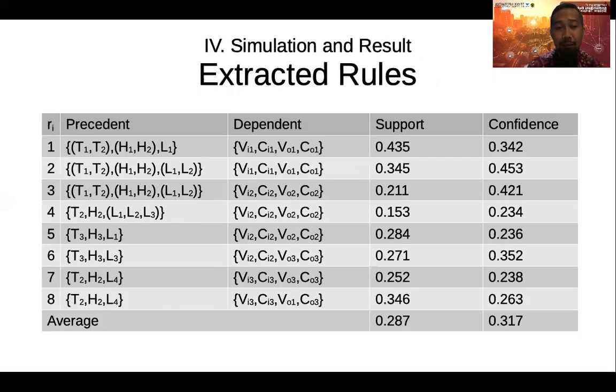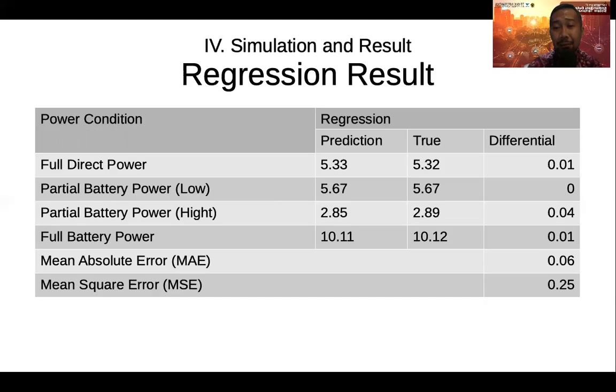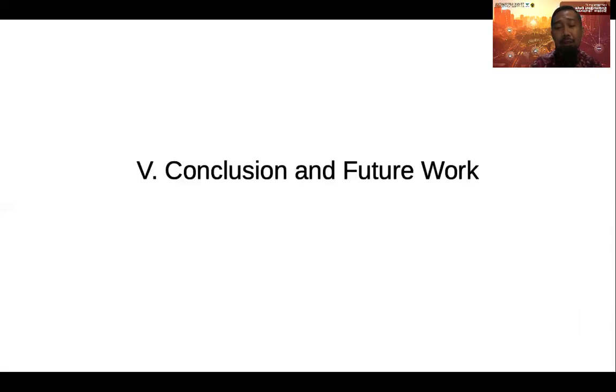Okay, I forgot to mention that we use day 3 as testing data, and day 1 and day 2 as training data. The regression is successful because this is actually not difficult data, since we use a water pump that has a constant power usage 24 hours. So we get a mean absolute error of just 0.06 and a mean square error of 0.25. Okay, the conclusion and future work.